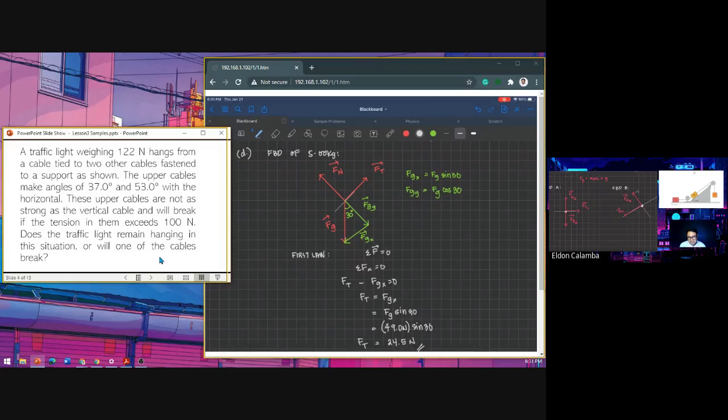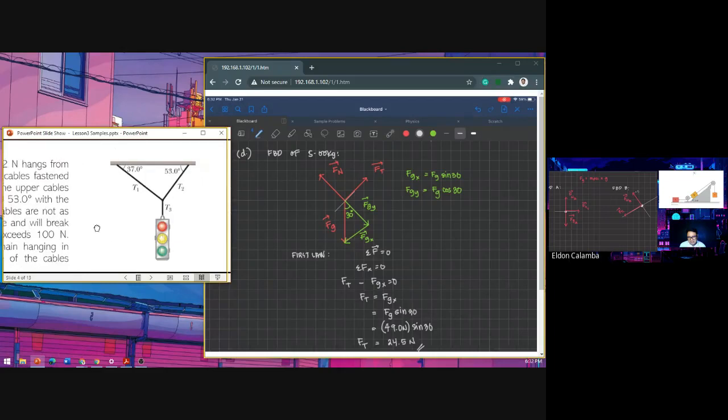The upper cables make angles of 37 degrees and 53 degrees with the horizontal. These upper cables are not as strong as the vertical cable and will break if the tension in them exceeds 100 newtons. Does the traffic light remain hanging in this situation or will one of the cables break?